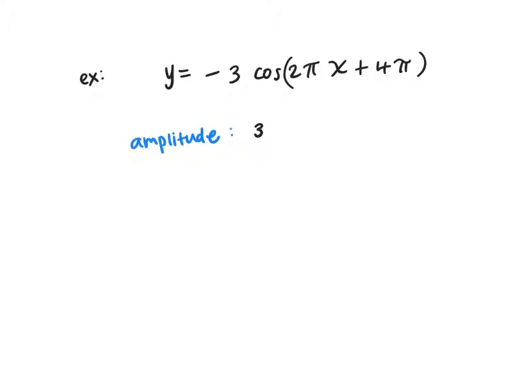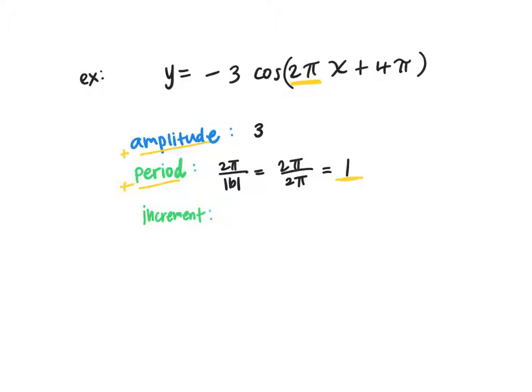Go ahead and find the amplitude of this for me. Amplitude is the positive a value, or the vertical stretch or shrink factor, so that is 3. Now find the period of this function. So the period is 1. Remember, period is 2 pi over b, and the b is the number right in front of x. So the coefficient of x is always your b value. So when I do 2 pi divided by 2 pi, I get 1.